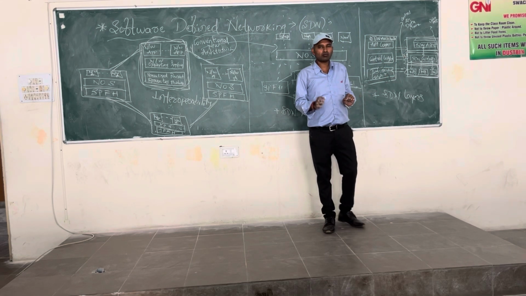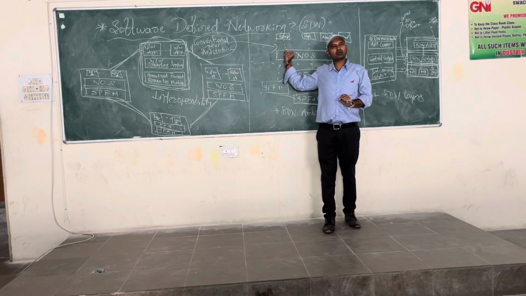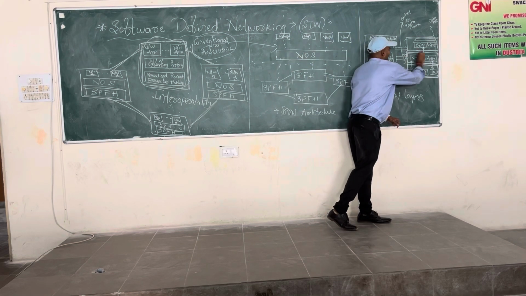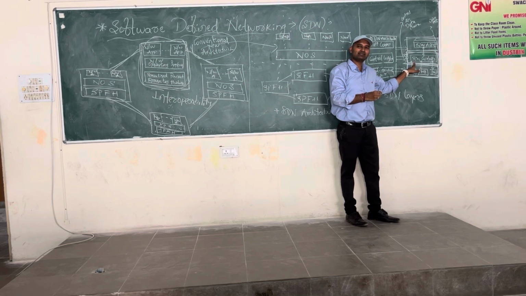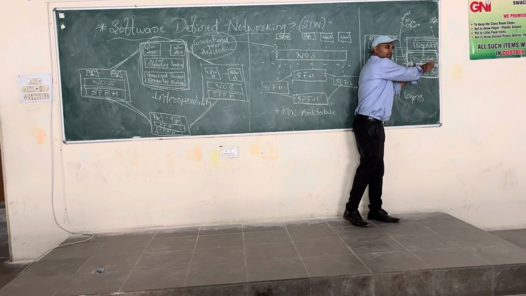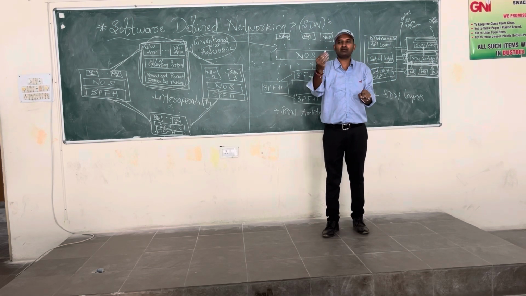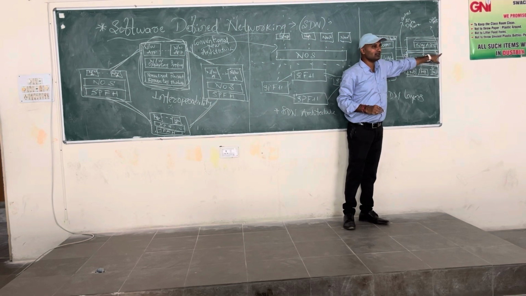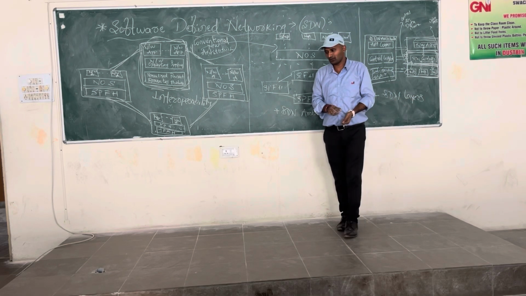Clear? So what is the definition of software defined networking? It separates the control plane and data plane, and at the center what do I have? SDN controller. It centralizes the controller to achieve an application, and it uses open API integration. Clear?